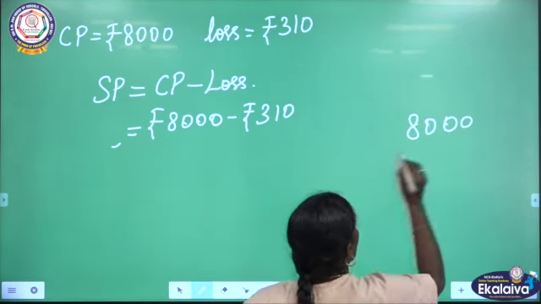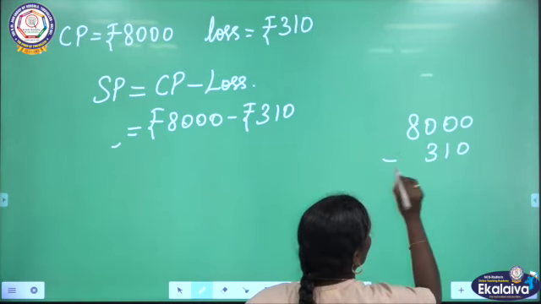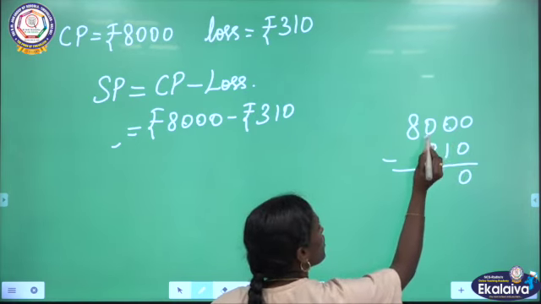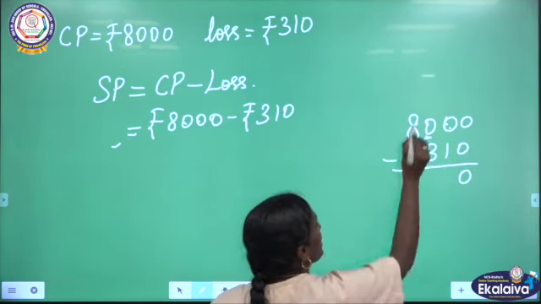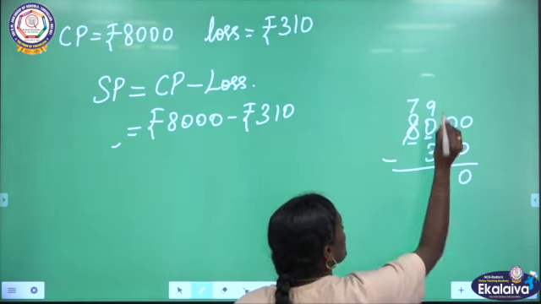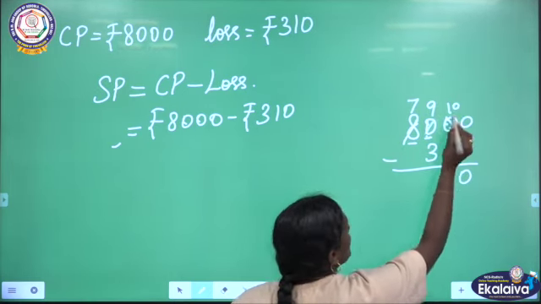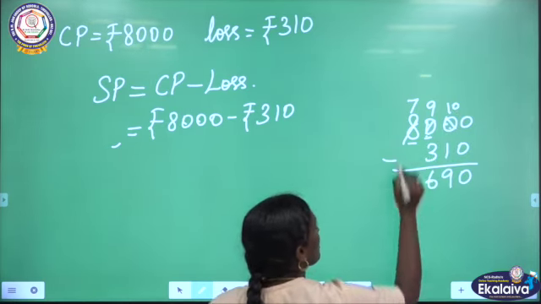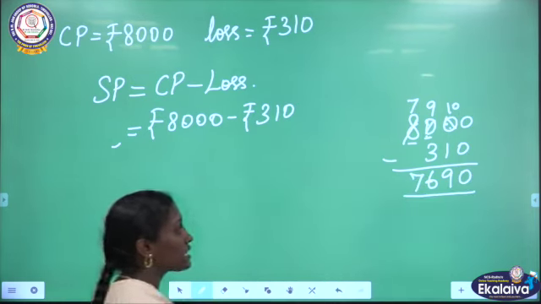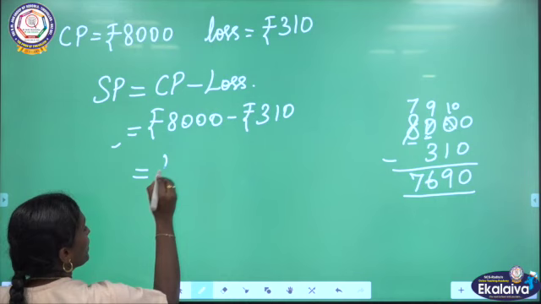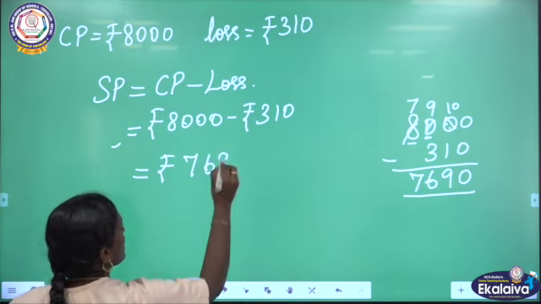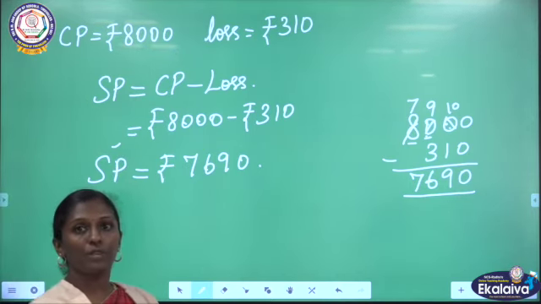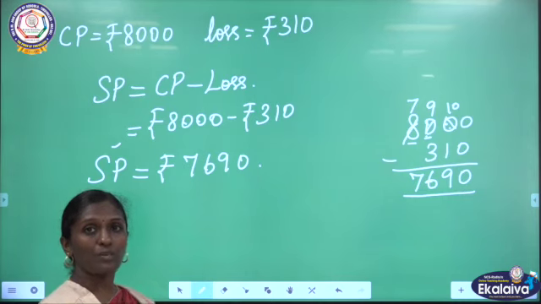8000 minus 310. Here 0 minus 0, 0. 0 minus 1 we can't do the subtraction, so we have to borrow from 8. 8 will become 7. This 0 will become 9, this 0 will become 10. Okay, 10 minus 1, 9. 9 minus 3, 6. Here 7. So 7690. This is the selling price, rupees 7690. Is it clear?